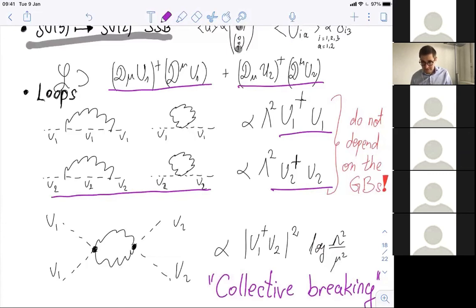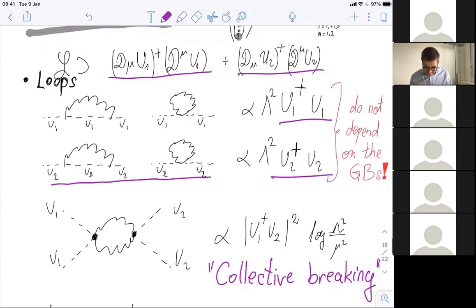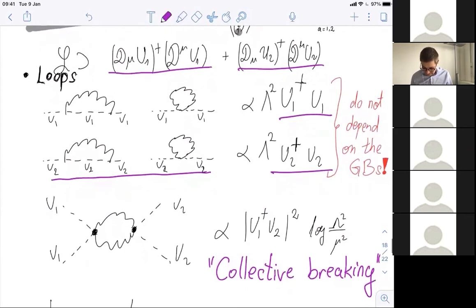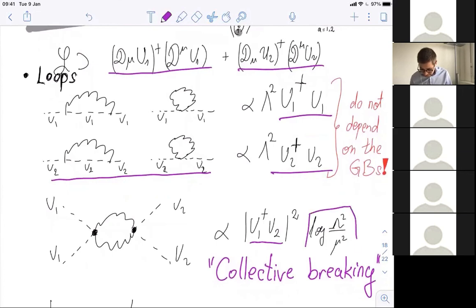This will not give the potential for the Goldstones. It is only when we have both couplings switched on that we can get something non-trivial. For example, U1 dagger U2 squared. But this bidimensional analysis will then be logarithmically sensitive to the scale. And this mechanism goes under the name of collective breaking. Okay.